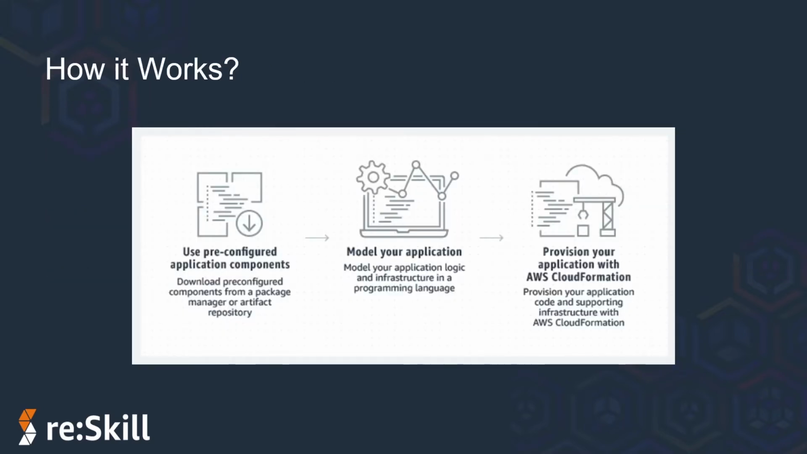So how does the CDK work? In the first step, it uses the pre-configured application components. So we have to download the pre-configured components from a package or a repository. Then it will model our application logic in a programming language. It can be Node, it can be Python, it can be Java, and at the last it will provision our application code and supporting infrastructure with AWS CloudFormation. So we'll see all this in the CDK project.